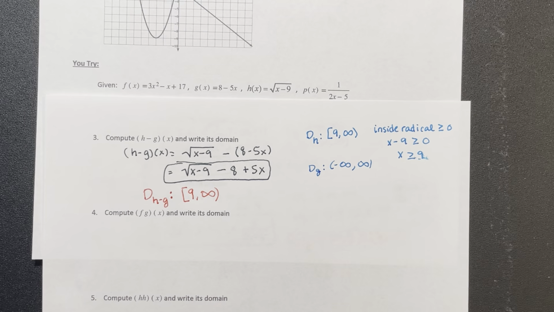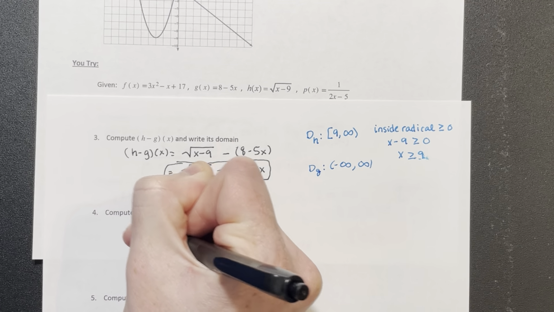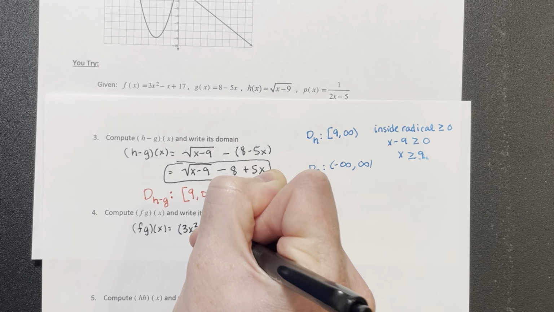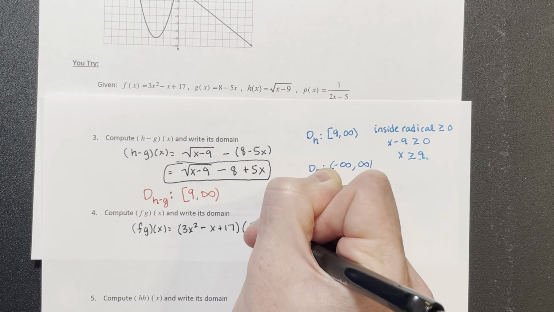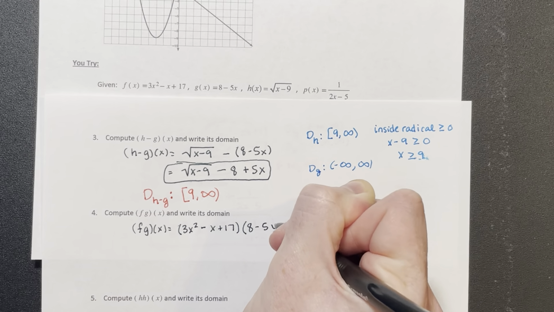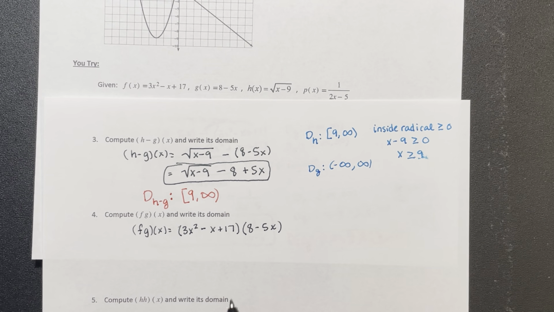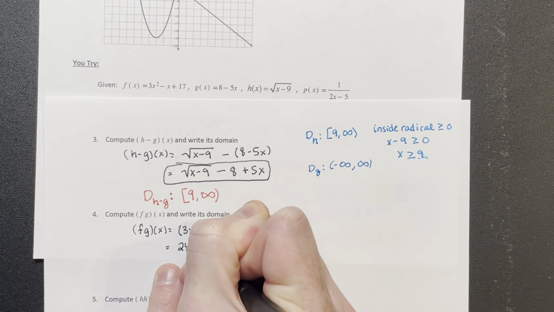For f times g, it's a little bit more algebra, but I have f, which is our quadratic, and g, so when I multiply those, I'm going to have to distribute every single little piece. So I'd be doing 3x squared times 8, which is 24x squared.